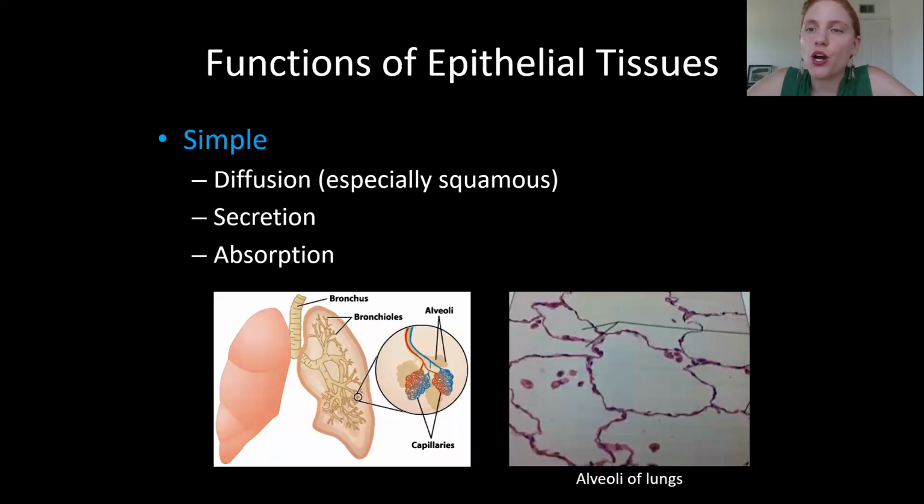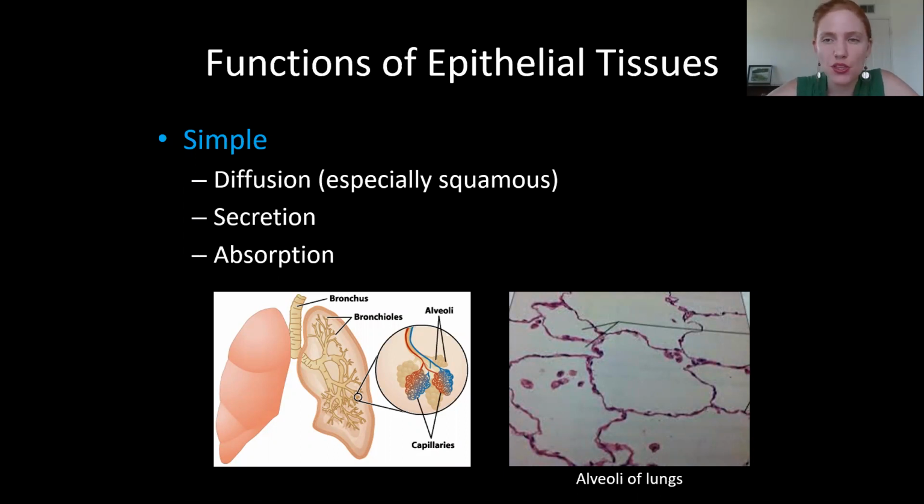Okay, so we are now on our third little piece. We're going to be talking about some generalizations that you can use for the functions of those epithelial tissues. And then we're also going to talk about glands, which are actually derived from epithelial tissues. Okay, so let's look at it.